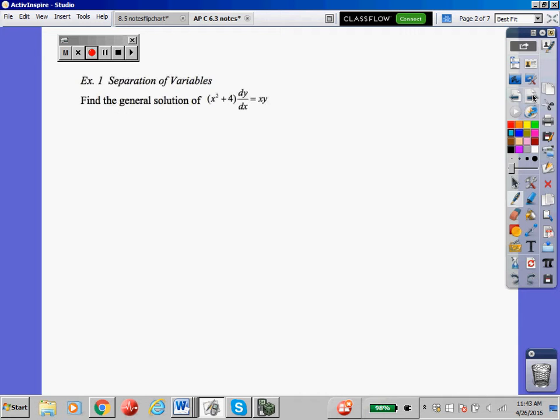All right, so what I'm going to do here, just to get started, is I'm going to divide both sides by the y, and I'm going to divide by x squared plus 4 and multiply by the x. So do you guys see how I'm getting that? That's just your algebra. I divided by y, so that's where dy over y is coming from. I divided by the x squared plus 4, and then I multiplied by the dx.